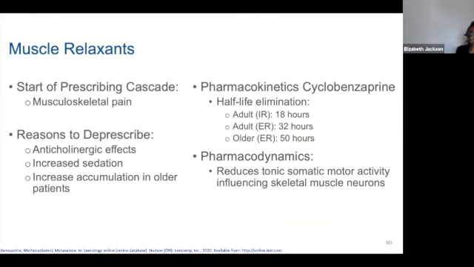Muscle relaxants. Let's say you have a patient that has skeletal muscle pain and cyclobenzaprine is prescribed. The half-life elimination for an older adult is about 50 hours if they're getting the extended release. And if it's not a geriatric patient, it is 32 hours. So you can see there's a huge difference in the half-life elimination. And the reason to deprescribe this drug would be the anticholinergic side effects. There's also increased sedation, and there's increased accumulation in older patients. Next slide, please.